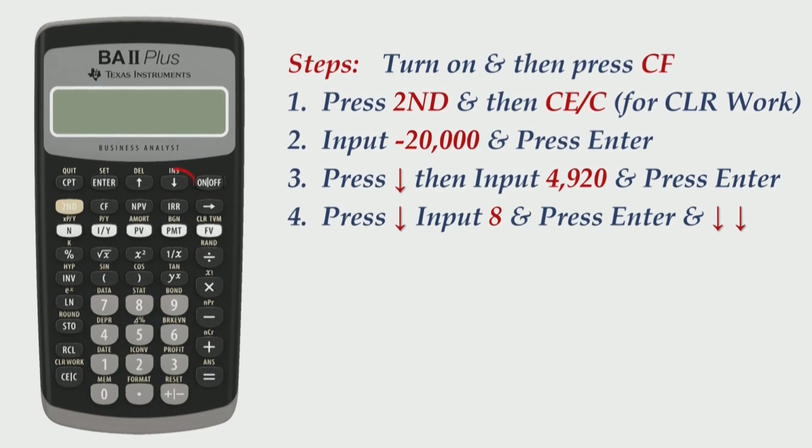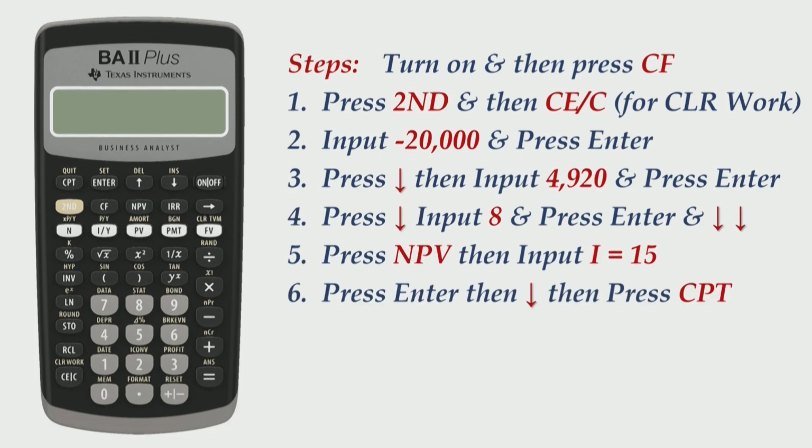So let me again bring forward the screen in front of you. You press the downward arrow key once, input 8 and press enter, and then you press downward arrow key twice, 1 and 2, and then you press NPV and make the input as 15, I equals to 15 for feeding the interest rate, and then press enter and then the downward arrow key once, enter and downward arrow key once. It is ready to compute NPV. Just you need to press the compute button, that is CPT. You do that and you obtain the result as 2077.62.